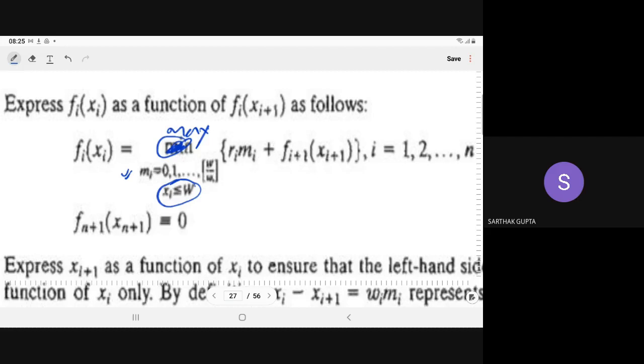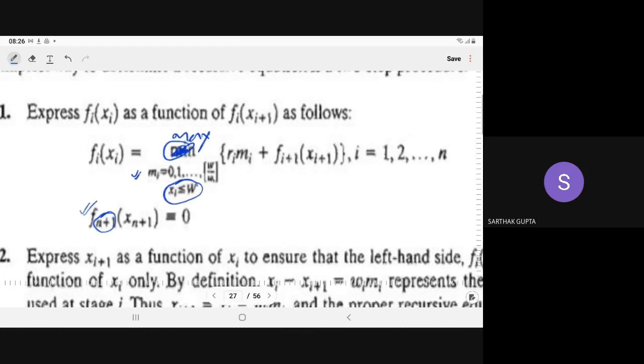At the last we have no item, right? We have only n items. So for the n plus one item, we have the revenue 0, because there is no n plus one item. Because it is a recursive equation, we have to write what is f of n plus one. So that will be 0.